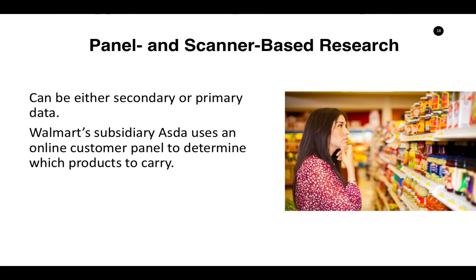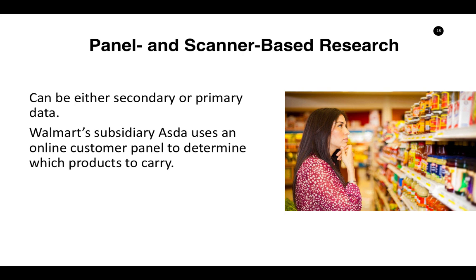Panel and scanner research can be either secondary or primary. An example of the use of a panel to collect primary data would be Walmart's subsidiary Asda, which uses an 18,000 customer panel called Pulse of the Nation to help determine which products to carry. Asda sends emails to each participant with product images and descriptions of potential new products, and then the customers' responses indicate whether they think each product should be carried in stores. And as an incentive to participate, Asda enters respondents automatically into a drawing for free prizes.